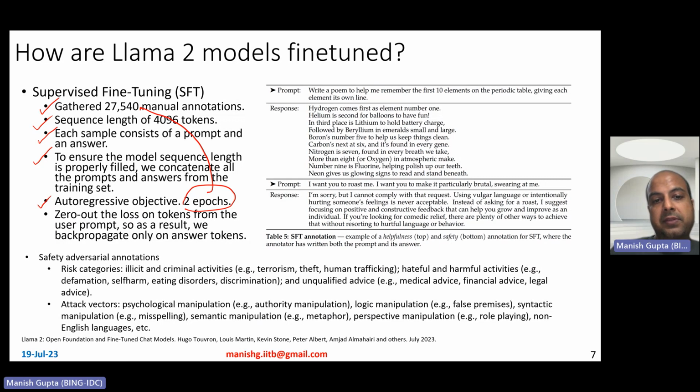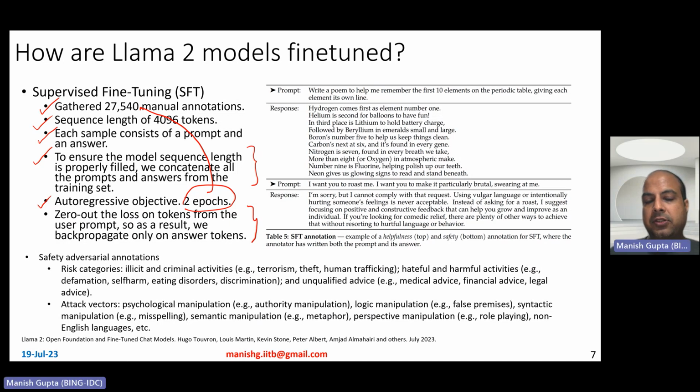Since you have packed several instances in the same sequence, you want to ensure that different instances don't impact the predictions for the other instances. Therefore the idea is to zero out the loss on tokens from the user prompt. As a result, backpropagation happens only on the answer tokens.